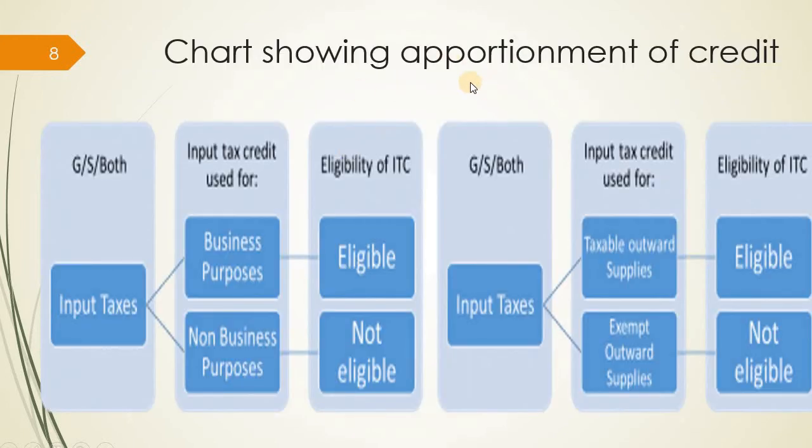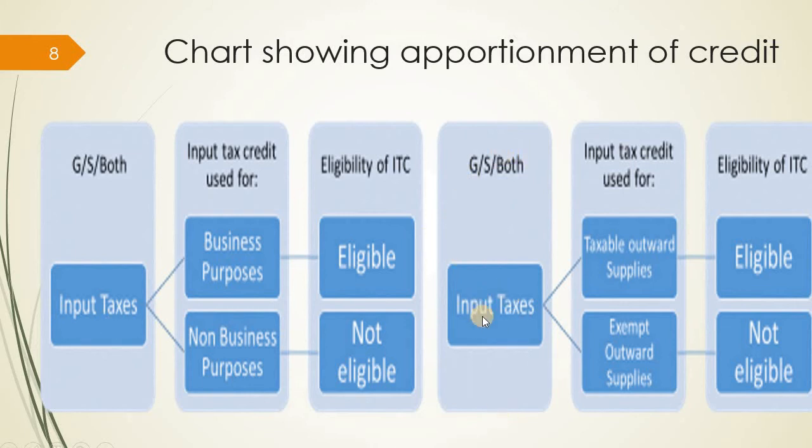This is the summary of what I explained in the previous slide, a chart showing apportionment of credit. Input taxes on goods and services are both covered. If the purchase of goods is used for business purpose, then you are eligible to claim ITC. If the goods you have received are used for non-business purpose, then you are not eligible to claim the ITC.